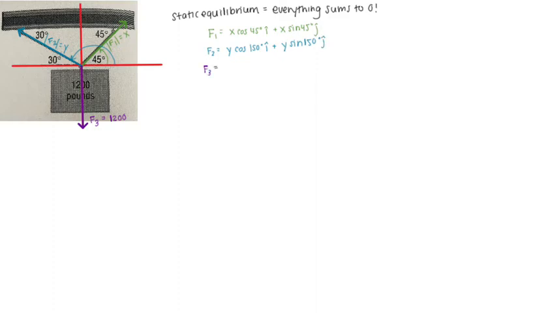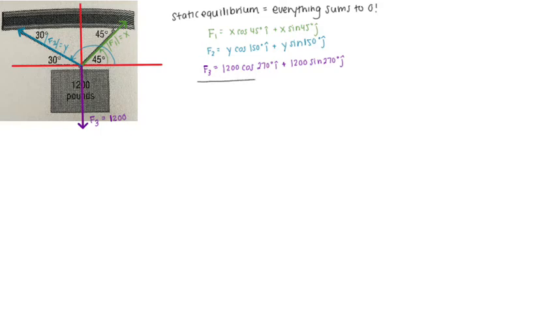We know the magnitude is 1,200, and then the angle in standard position is 270, so on the negative y-axis. And then again, plus 1200 times the sine of 270 in the j-hat direction. And we'll see some things kind of nicely work out for us.